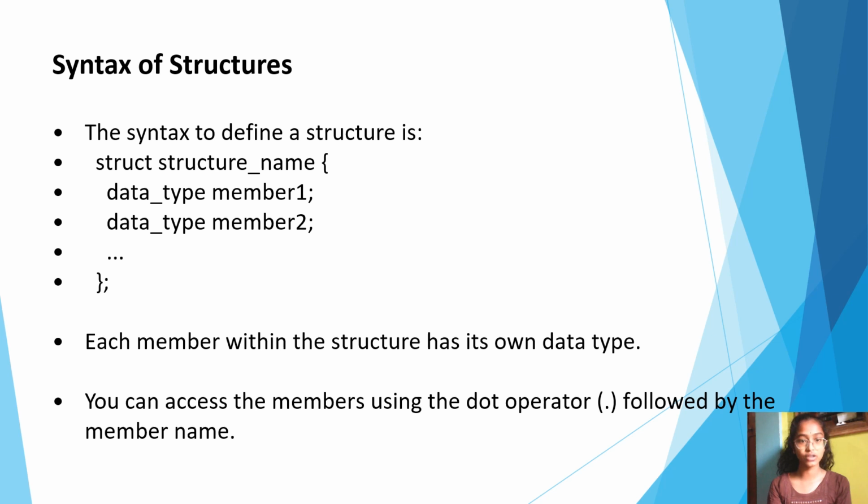Let's see the syntax of structure. The syntax to define a structure is: struct name, open curly bracket, data type member 1 semicolon, data type member 2, and so on, data type member n, and close the curly bracket and semicolon. Each member within the structure has its own data type. You can access the members using the dot operator followed by the member name.